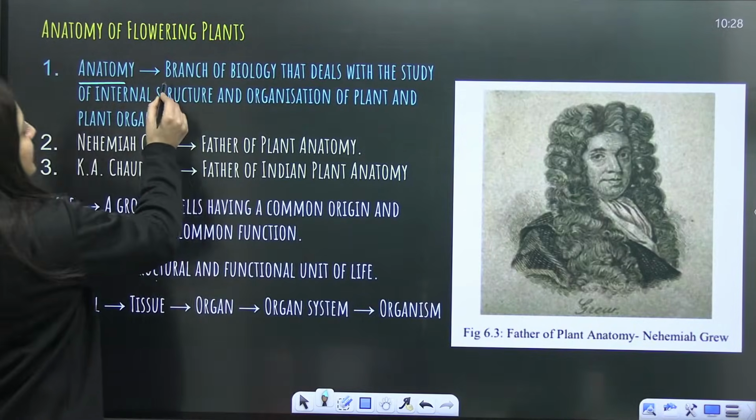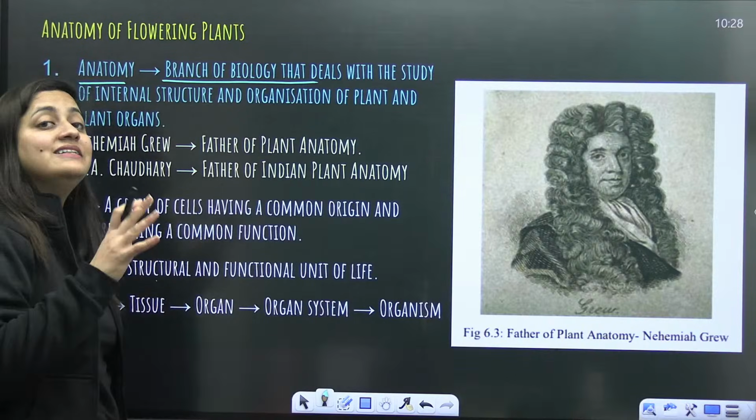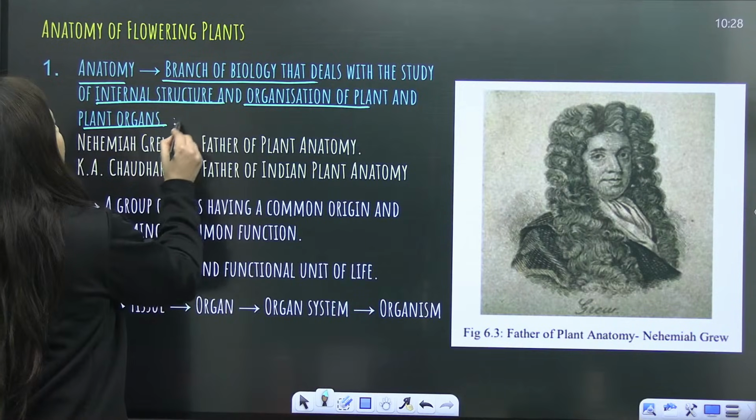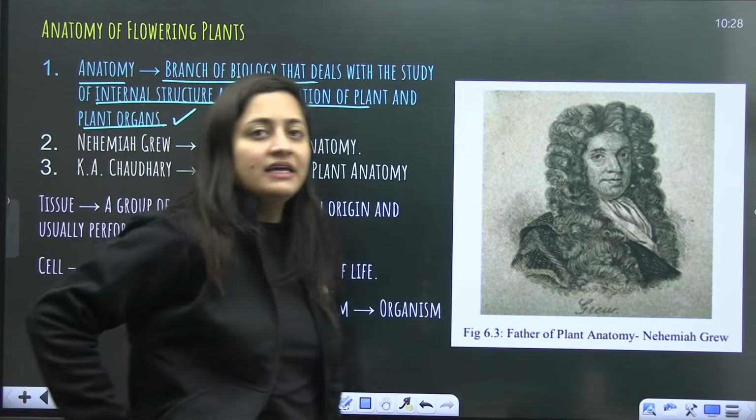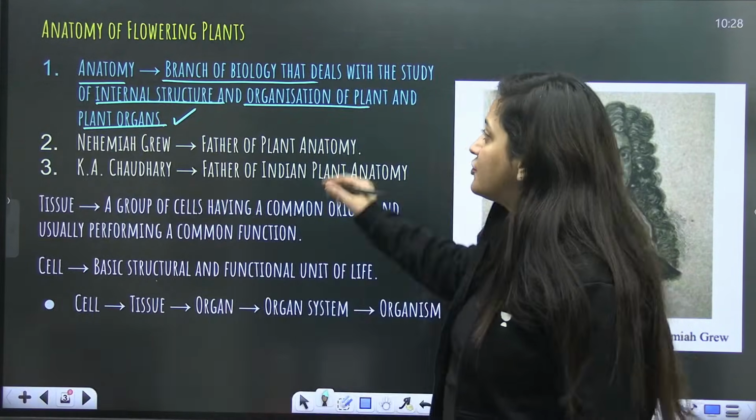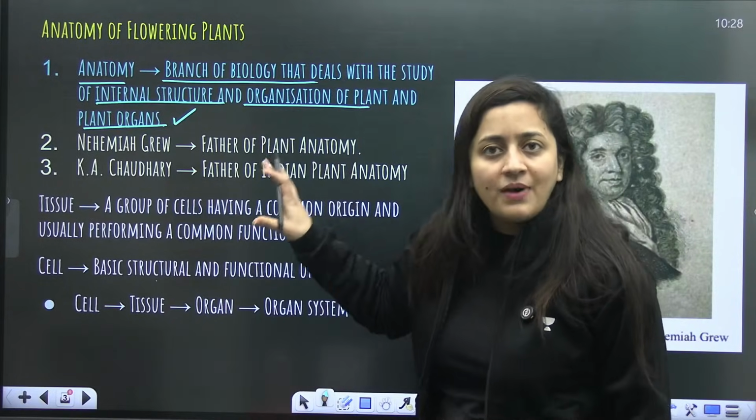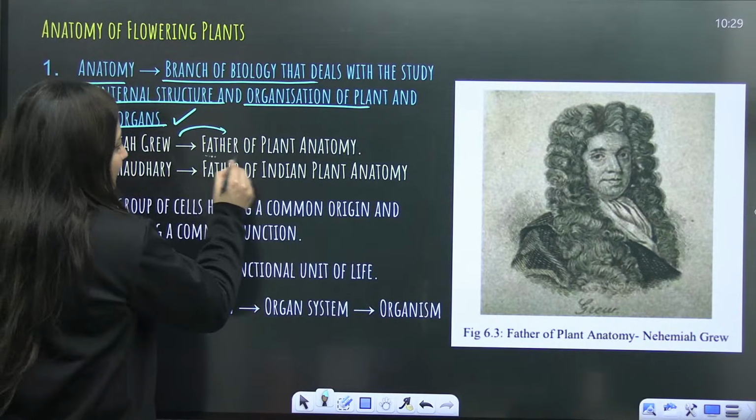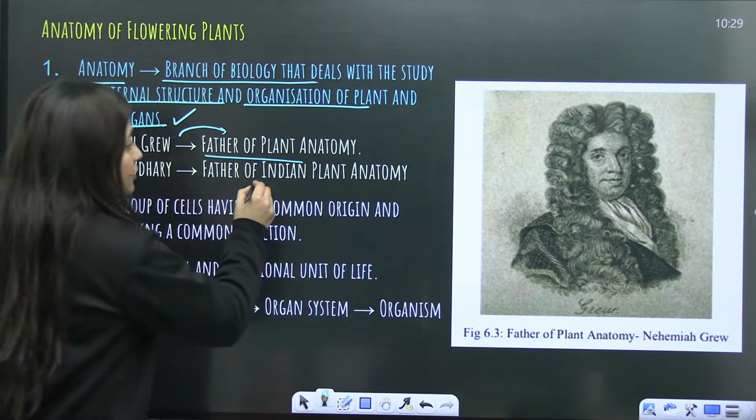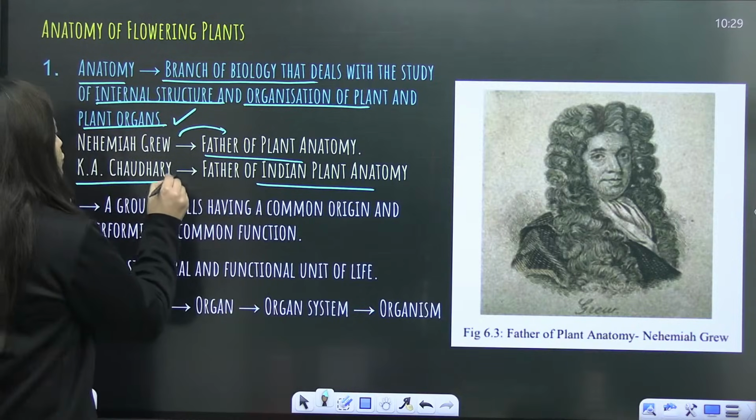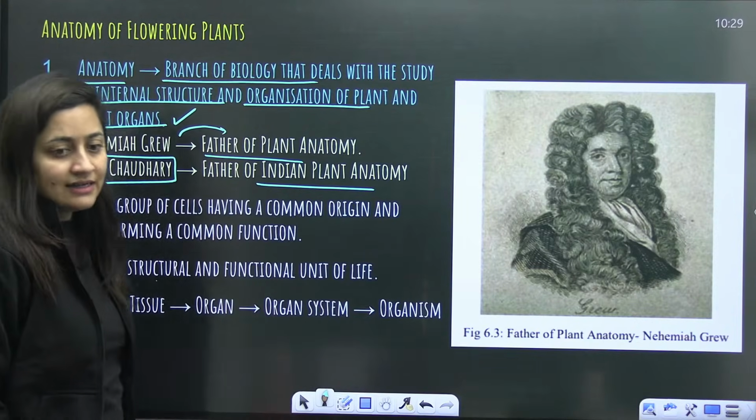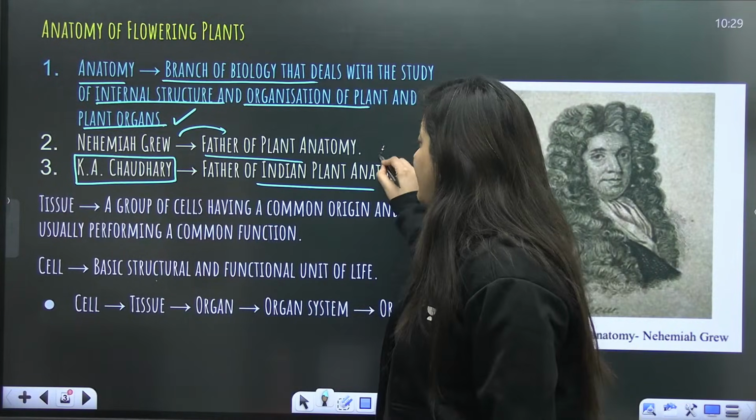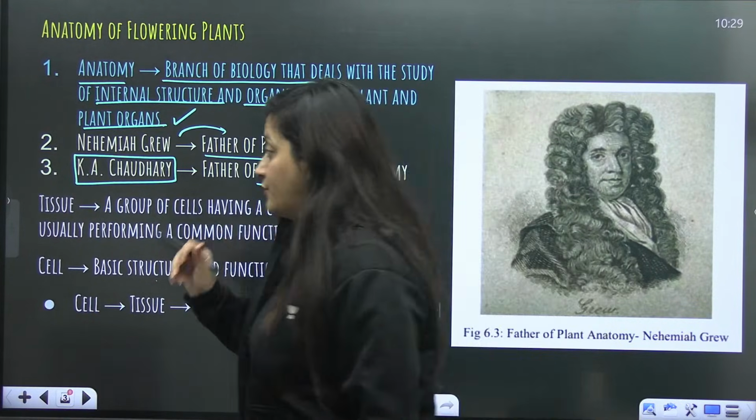Here you can see, anatomy is the branch of biology that deals with the study of internal structure and organization of plant and plant organs. Is that clear? Nehemiah Grew is the father of plant anatomy. And the father of Indian plant anatomy is K.A. Chaudhary. So who's the father of plant anatomy? Nehemiah Grew. Who's the father of Indian plant anatomy? K.A. Chaudhary.